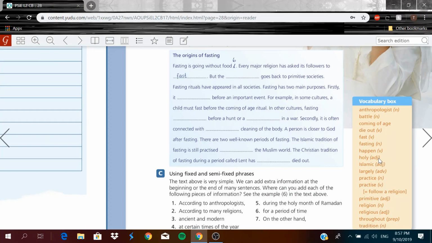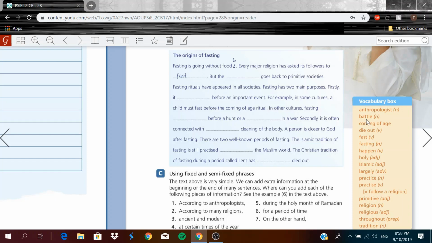For example, in some cultures, a child must fast before the coming of age ritual. You guys remember when we talked about the coming of age and how different places have different rituals and festivals? Let's keep going. So in other cultures, fasting, again, I can use happens, this one's simple, before a hunt or what can we use, you guys? That's correct, we can use battle because we're talking about a war.